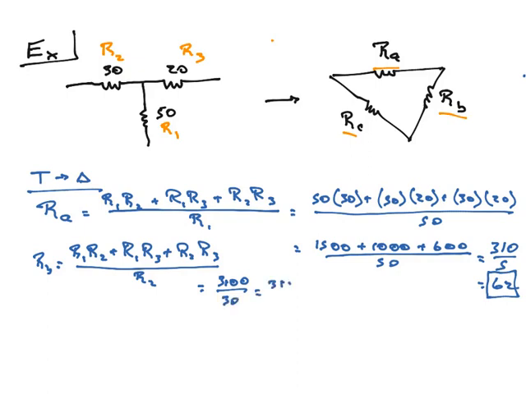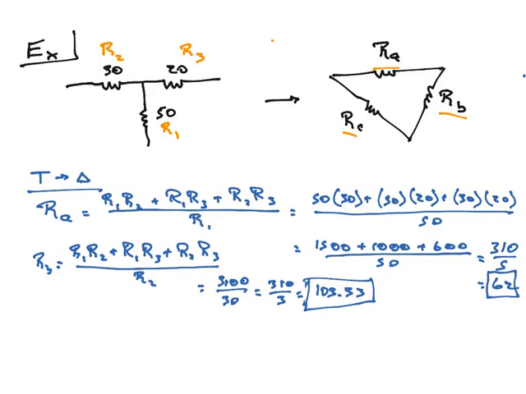So that's 310 over 3, which is 1, and then a 3.333. So 13.333, I believe. I'm sorry, that's 103. What am I doing? 103.33. I forgot a 0 there. All right, so there's RB done.